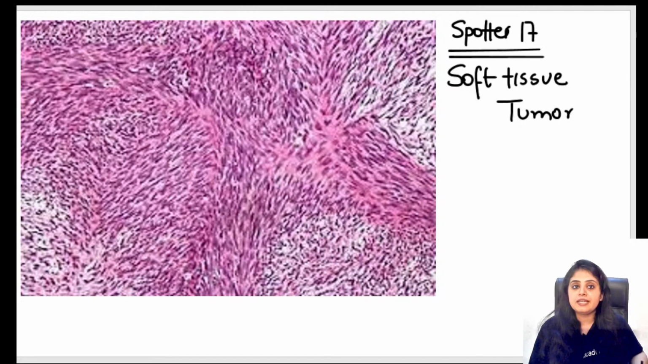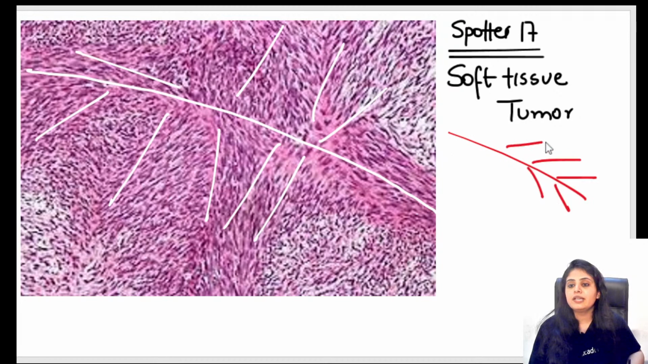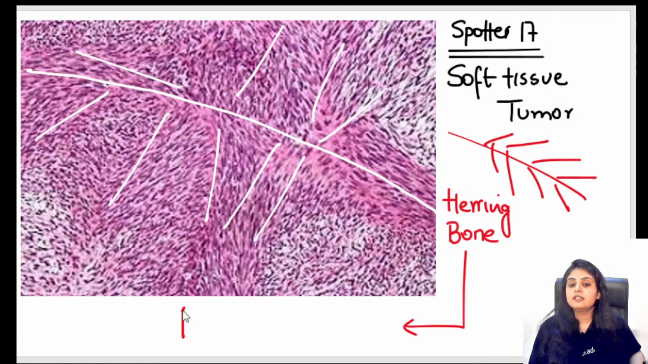Guys, I'm going to draw a line. Tell me if it's making sense. If I draw an imaginary line over here, you'll say, ma'am, one axis is like this. And then we can see that cells are going perpendicular, in this direction. Can everyone see the cells going? Can you now imagine that there's a line going and cells are going like this? What is this pattern known as? This is the herringbone pattern, and herringbone pattern is seen in a case of fibrosarcoma.